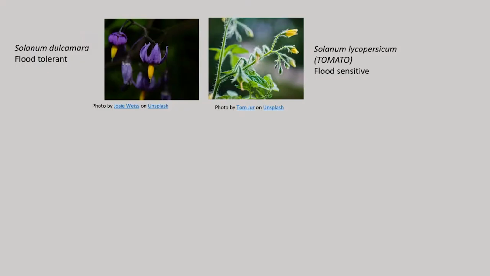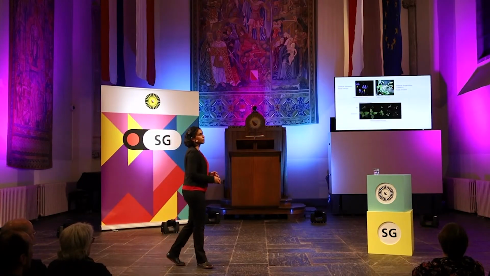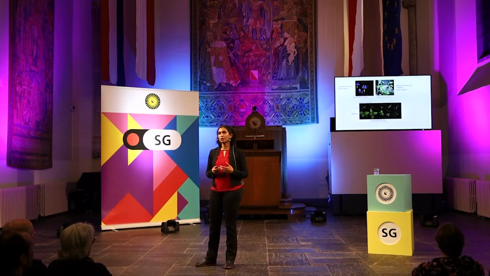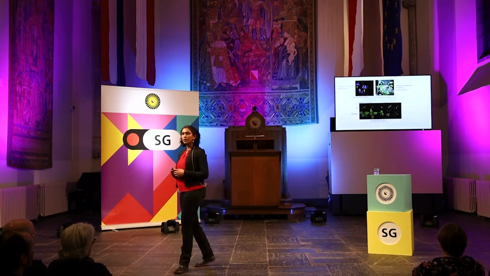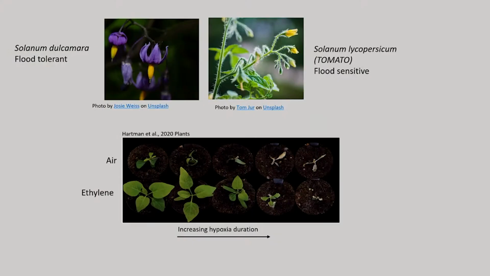So on the screen in front of you, you see two species. One is known as Solanum dulcamara, which is a flood-tolerant wild species, also known as nightshade. Perhaps some of you recognize that name. And on the right is a species that you're all familiar with, tomato. And what we find is that this ability to use ethylene to survive flooding is retained only in this wild species and has been lost in tomato.